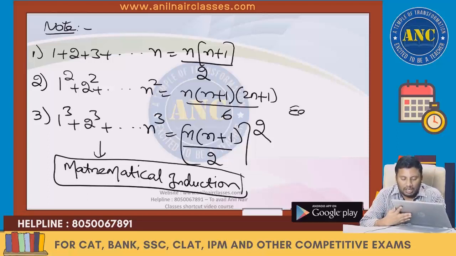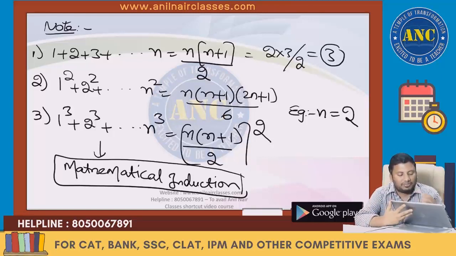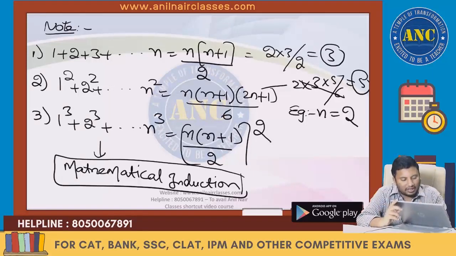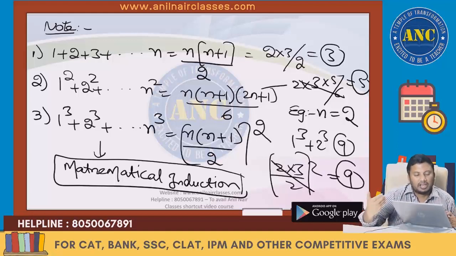For example, if n equivalent to 2, this will become 2 into 3 by 2, which is 3, the sum of the first 2 natural numbers. If n is 2, 2 into 3 into 5 divided by 6, which is again nothing but 5. If n equivalent to 2, 1 cube plus 2 cube, which is 9. So 2 into 3 divided by 2 whole square, 3 square is 9. Sum of the first n natural numbers, sum of the squares of the first n natural numbers, sum of the cubes of the first n natural numbers.